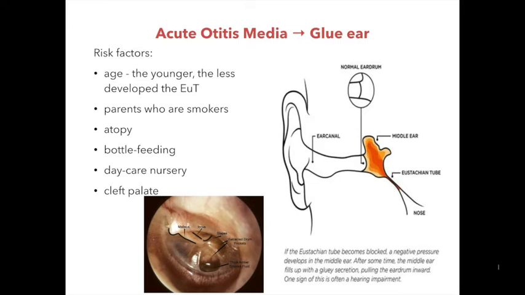So the pathophysiology of that is that you actually get a negative pressure as the tube becomes blocked. And after some time, the middle ear fills up with this gluey secretion, retracting the eardrum. And this is why you don't have the proper transfer of sound as well.